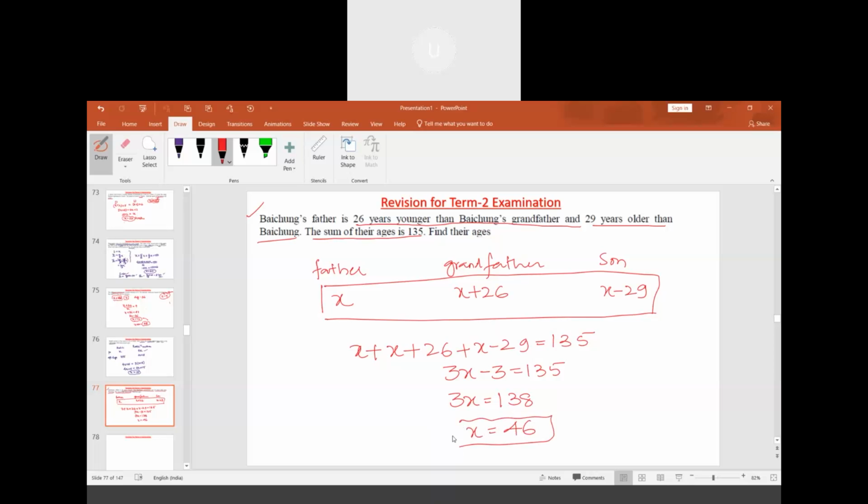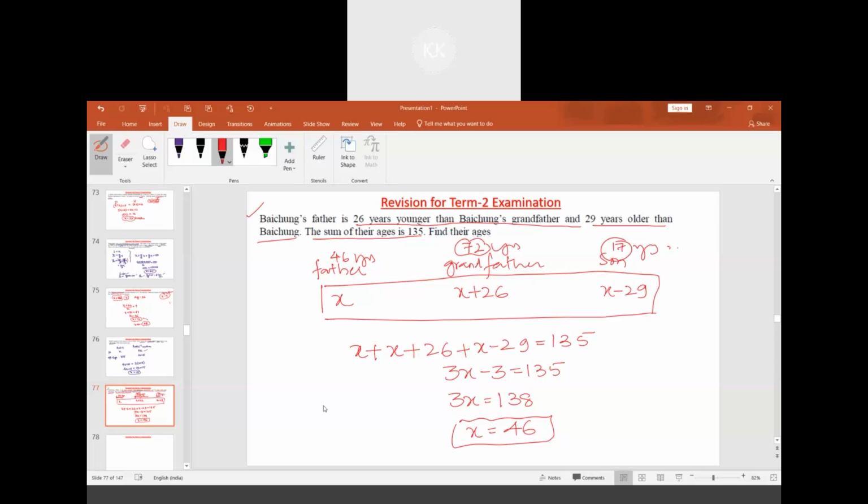Father's age is 46 years. Grandfather's 26 should be added, that is 72. 72 minus 46 is 26. If you do 46 minus 29, how much will be 17? Yes, sir. 17 years.